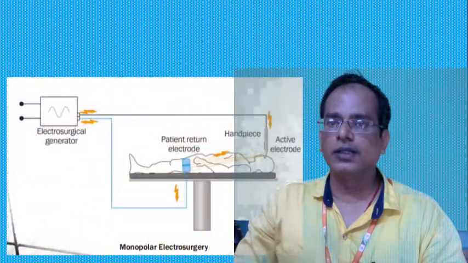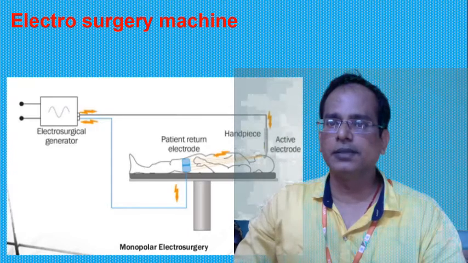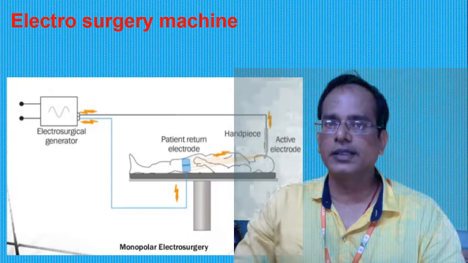So today you are going to learn about the electrosurgery machine. That surgery machine is called electrical surgery or surgical diathermy. That means with the help of a high frequency signal we are going to generate high heat. With the help of that we are going to cut tissues and coagulate tissues using the diathermy method.